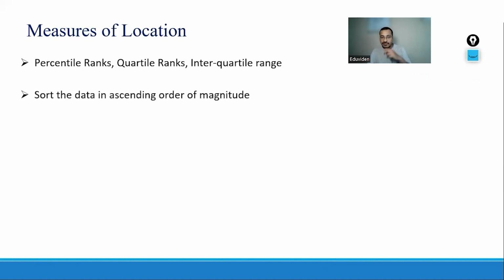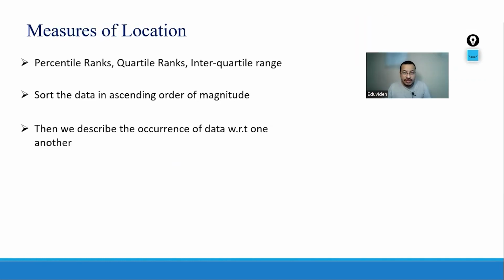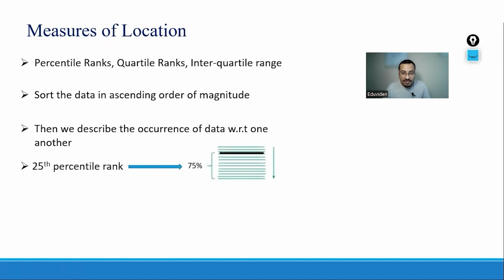Now, to do that, first we always sort the data in ascending order of magnitude. These are my 25th percentile, my 50th percentile, and my 75th percentile values. Now, the 25th percentile rank, what does it mean? It is that data point below which 25% of the data lies, and 75% of the data is greater than this value.